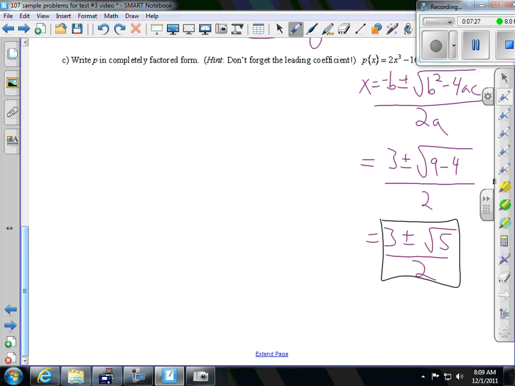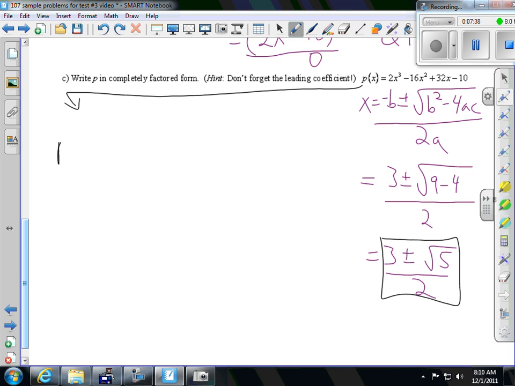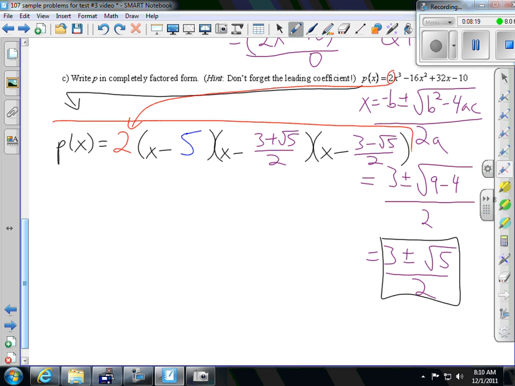And then finally, part C says write p in completely factored form and don't forget the leading coefficient. So p of x turned out to equal, since it's a cubic, we know it's going to have 3 factors: x minus, x minus, x minus. What goes in there are the zeros. One of them was 5, that was the easy one. The other 2 are the ones we just found: 3 plus root 5 over 2 and 3 minus root 5 over 2. And then that hint, don't forget the leading coefficient, which was a 2, always goes right in the front. So this is in completely factored form.